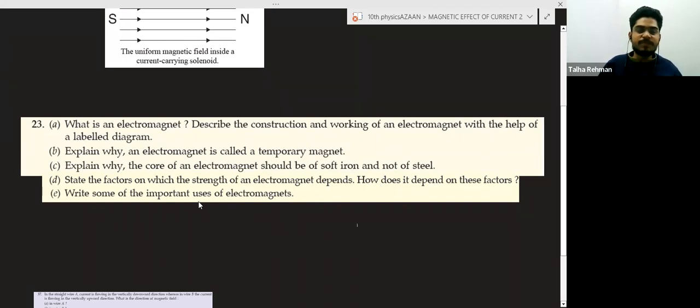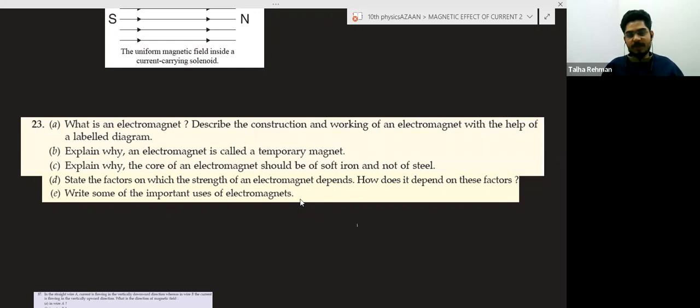And write some important uses of the electromagnet. So basically, electromagnets are used in transformers. Electromagnets are used, I think, in medical purposes also.